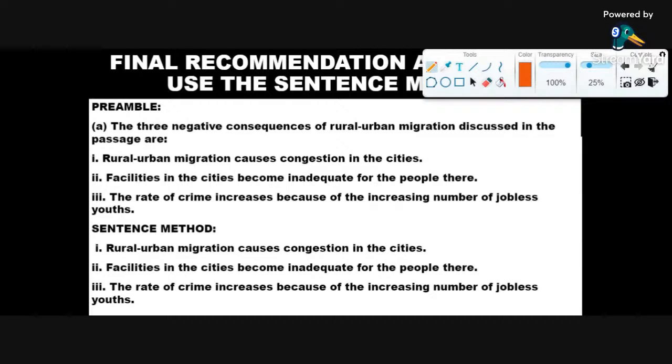And so that brings us to, we have already examined, have we already looked at the direct sentence method? Yes, we have.